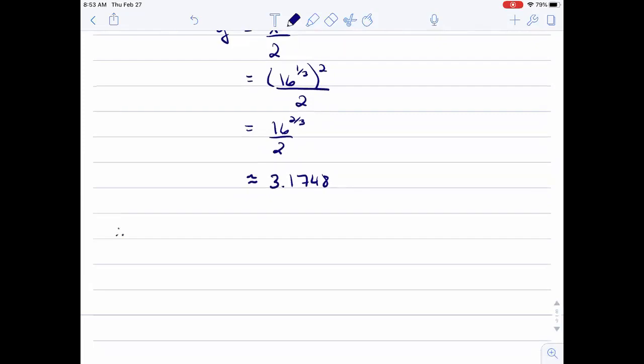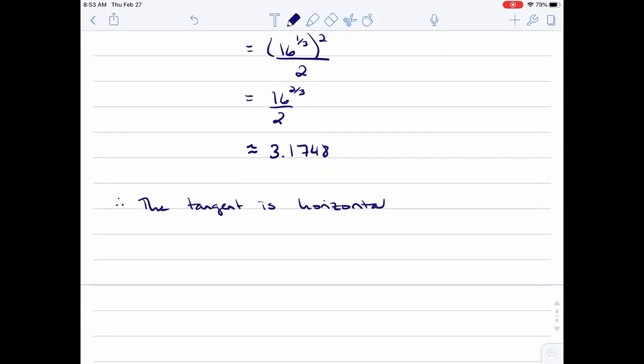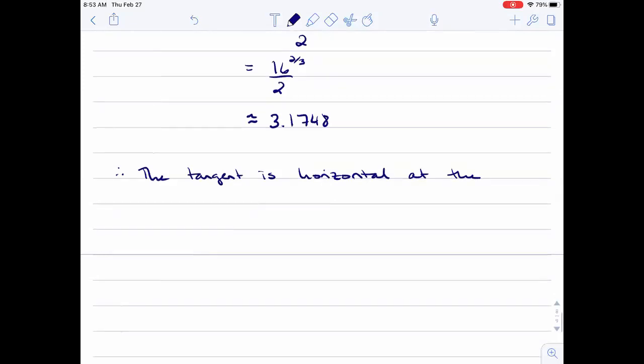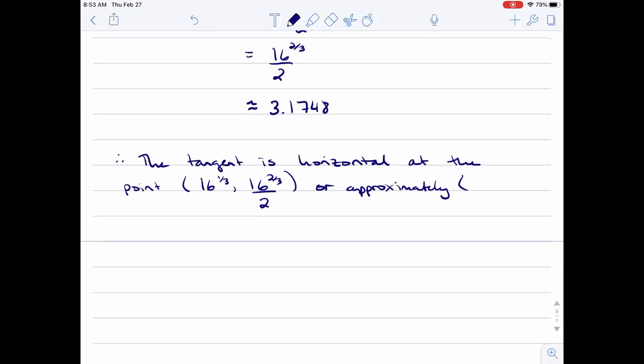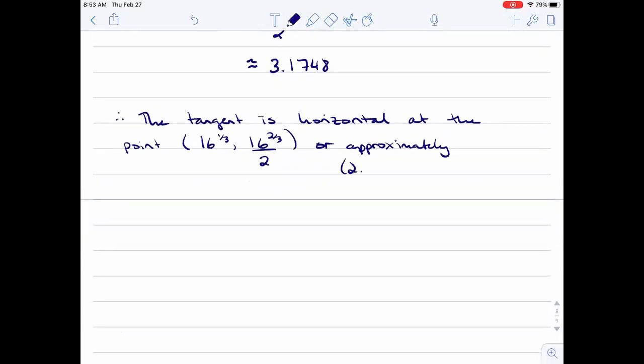So therefore, the tangent is horizontal at the point where x is 16 to the 1 over 3 and y is 16 to the 2 over 3 over 2, or approximately, right, because it's easier to wrap our heads around approximate answers, 2.5198 and 3.1748. Any questions about that one?